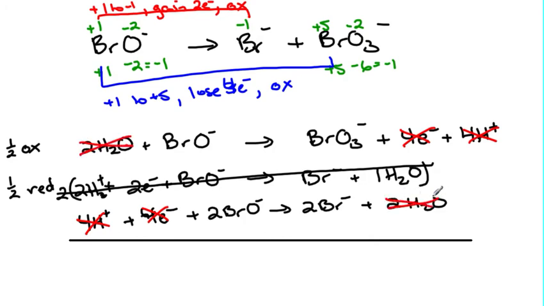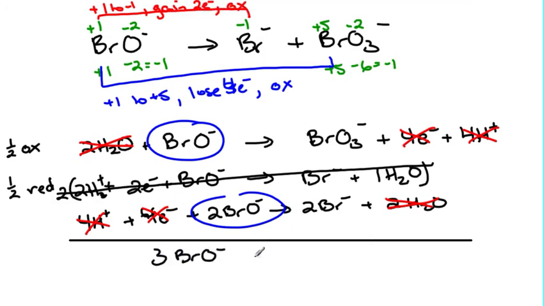So what do I have? On the left hand side I have this, and this. So that means I have 3 BrO- makes BrO3- plus 2 Br-.